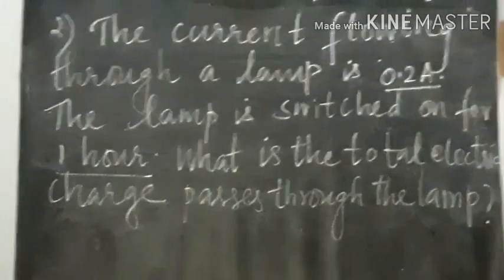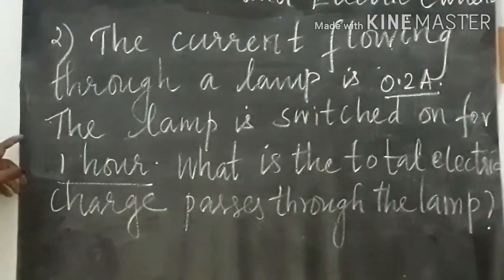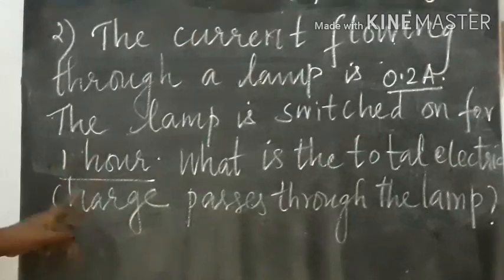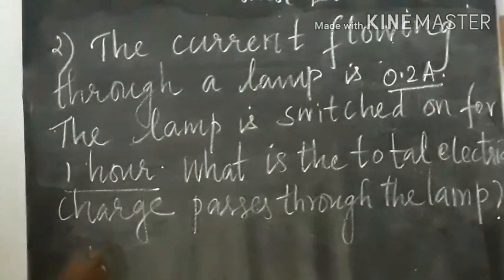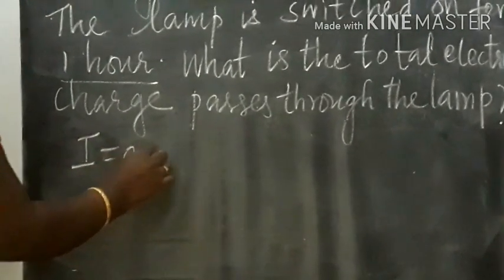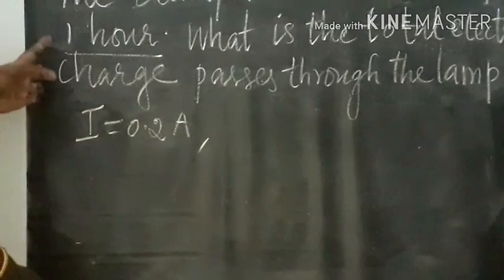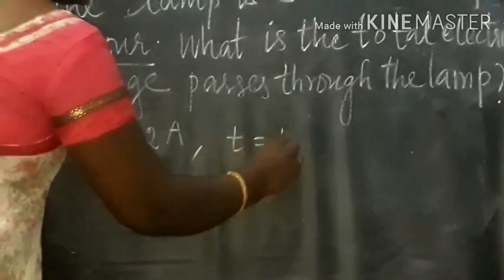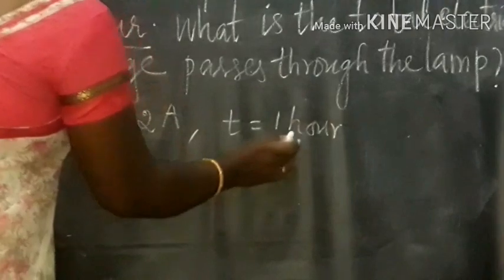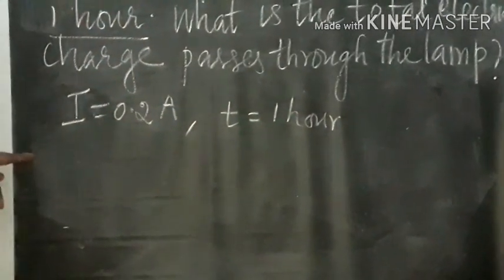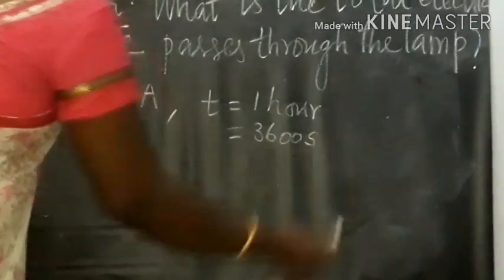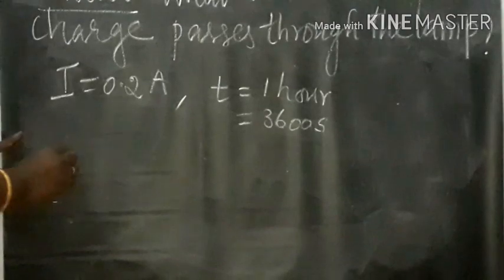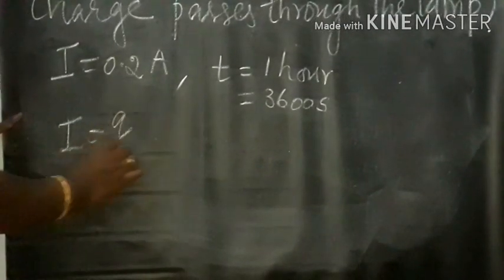Let's see another problem. The current flowing through a lamp is 0.2 ampere. The lamp is switched on for 1 hour. What is the total electric charge passing through the lamp? So what is given? The current I is equal to 0.2 ampere. Then the time T is equal to 1 hour. This 1 hour is not in the standard unit, so we have to convert it into its standard unit, that is 3600 seconds. Okay. Now as we know the formula, I is equal to Q by T.